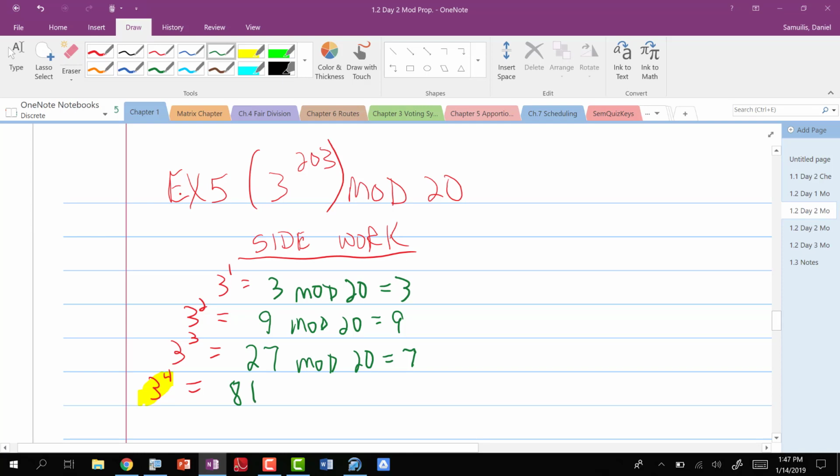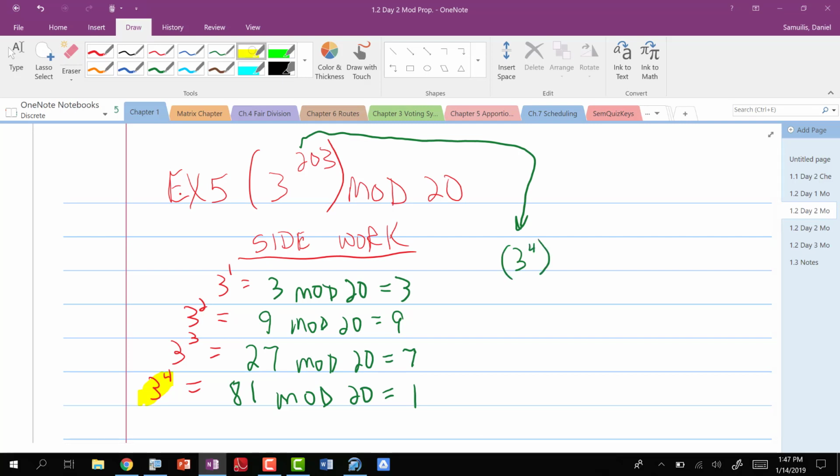It may not happen even at 3 to the 4th. You may have to keep going until it occurs. But 3 to the 4th is 81. What's 81 mod 20, everybody? Say it joyously. 1. So that means instantaneously, I want to take this and make it 3 to the 4th, and then I got to break it down so all of this ends up equaling, through exponent rules, 3 to the 203rd.